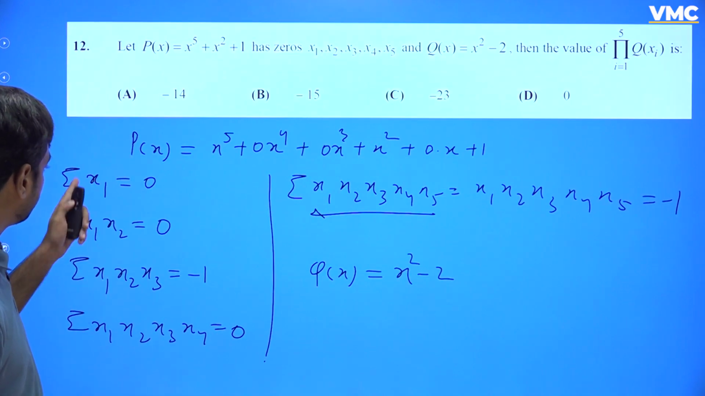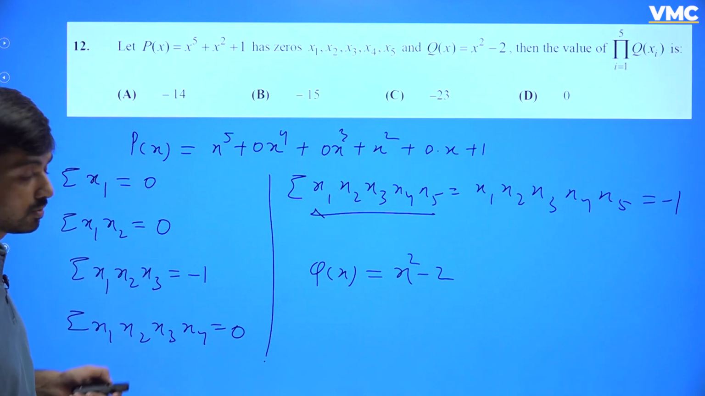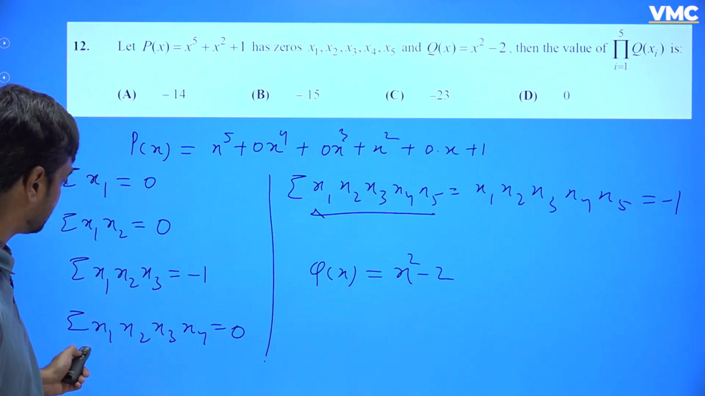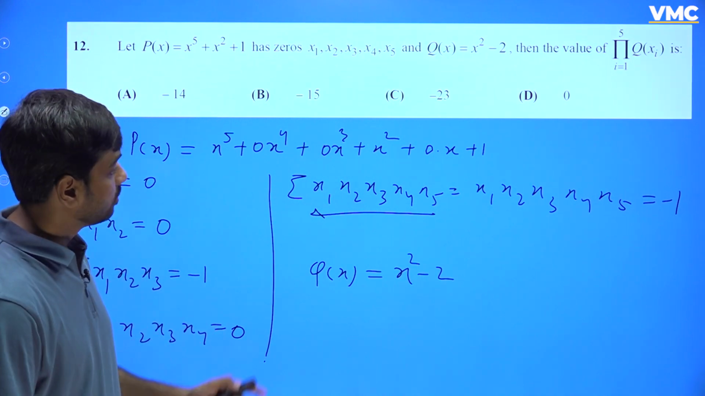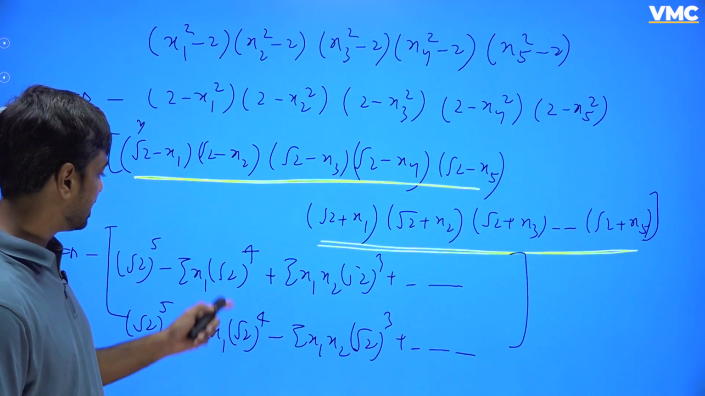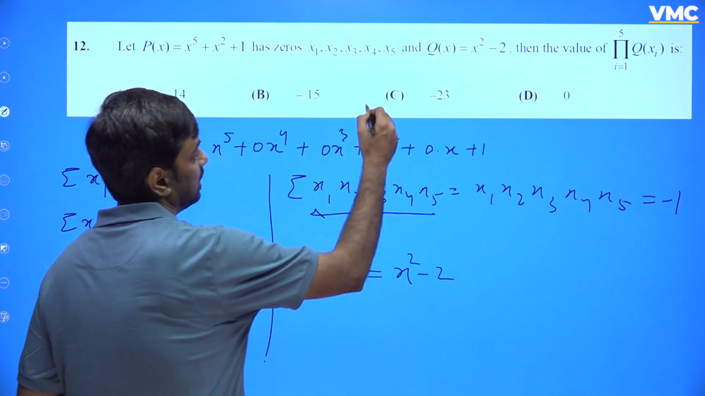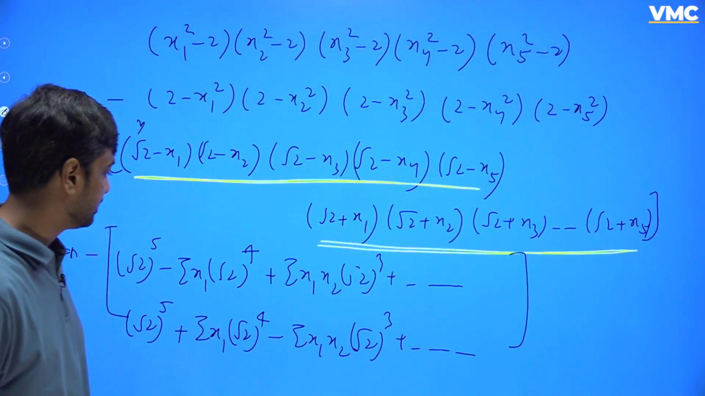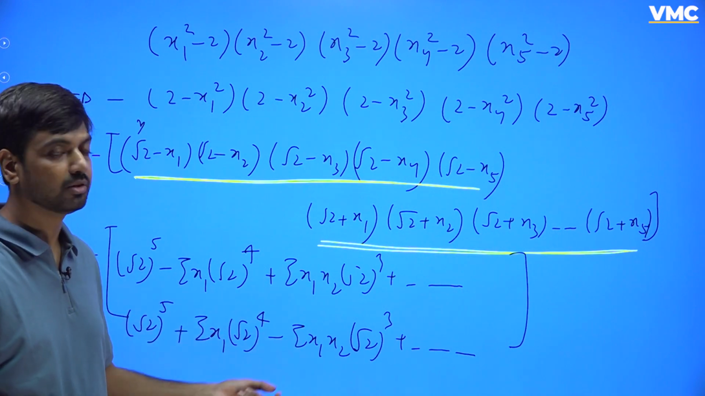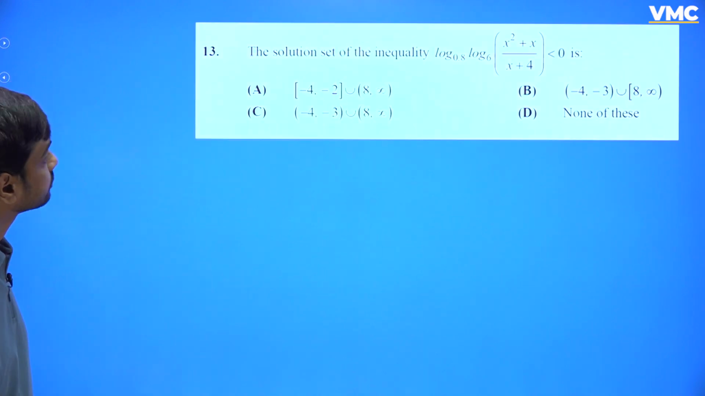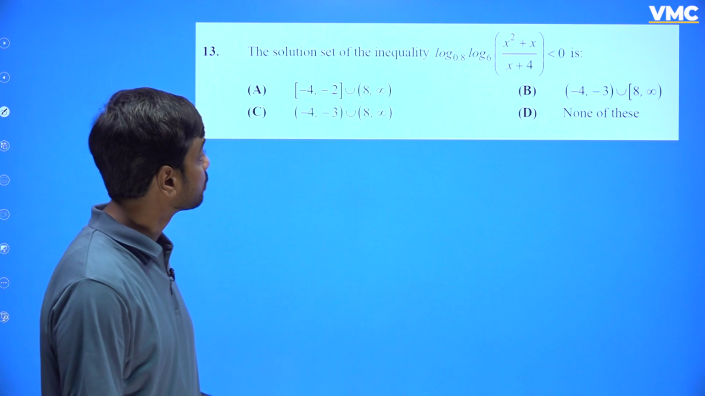We have to just substitute these values: sigma x1 equal to 0, sigma x1 x2 equal to 0, sigma x1 x2 x3 equal to minus 1, and this equal to 0. So when you do all, the answer is going to be minus 23. Just replace the values of sigma x1 and you will get the right answer for this. Move to the last question.